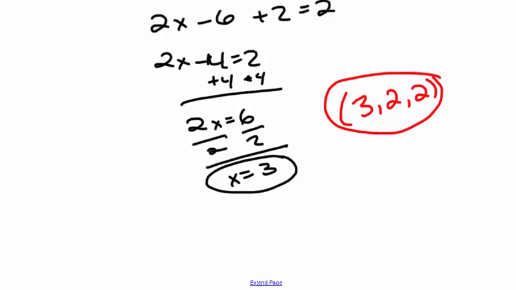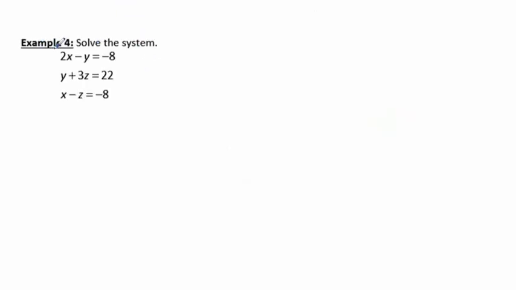Let's do another example. In this system, some of the equations are missing variables. So for example, I have 2x minus y and 0z equals negative 8, and y plus 3z equals 22. This one has no x. And x minus z, this one has no y, equals negative 8. I don't have any two equations that have the same variable, so I'm going to take two of them and eliminate a single variable and probably use it with a third. So let me show you what I'm talking about.